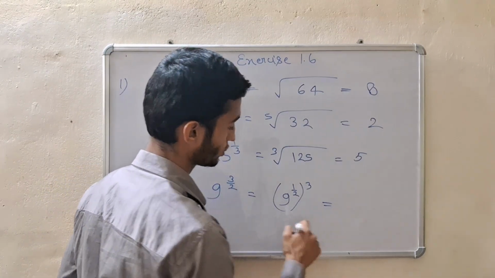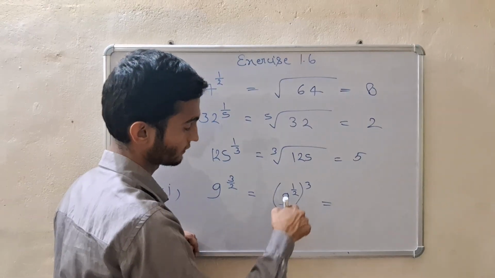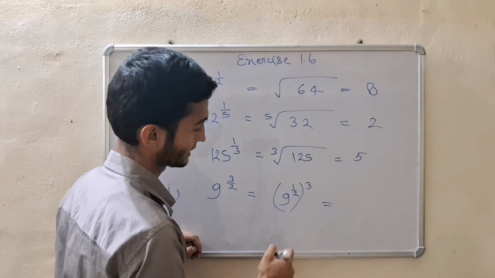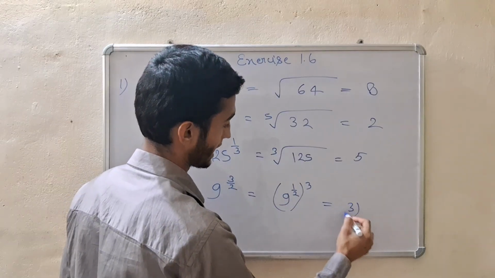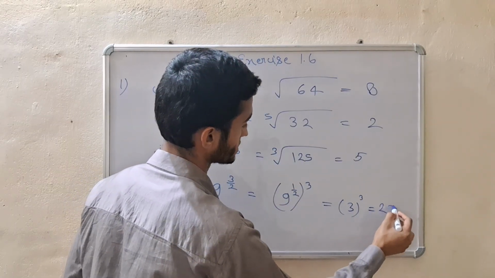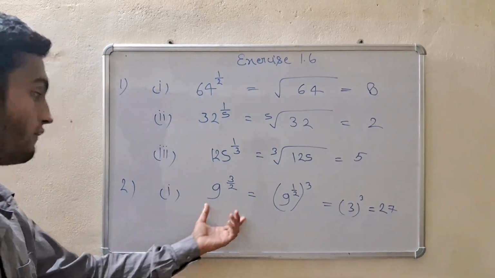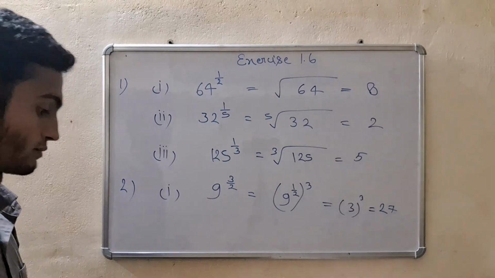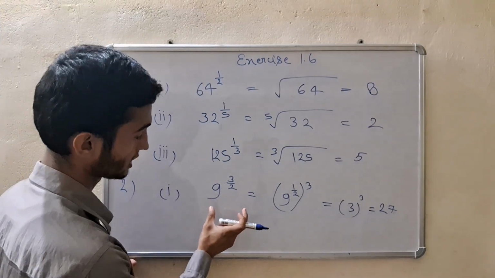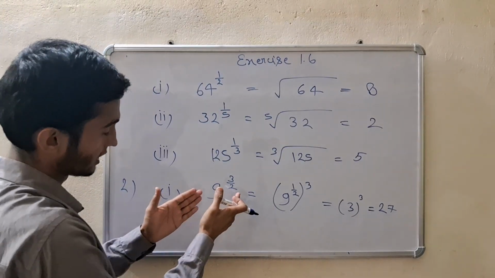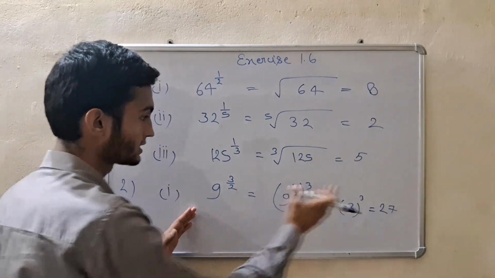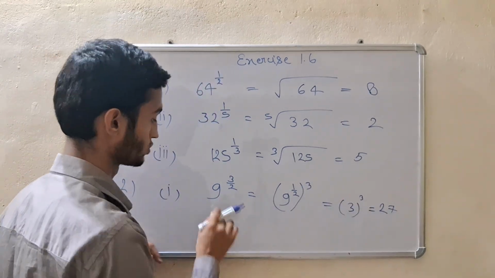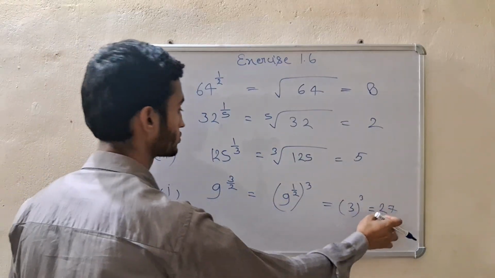Now we know that first we will solve the thing which is inside the brackets. So 9 to the power 1 upon 2 means the square root of 9. So it is 3. And then 3 cubed is 27. So this is how you find or simplify this expression. What does it mean? It means 27, just a number. So 9 raised to the power of 3 upon 2 is 27.